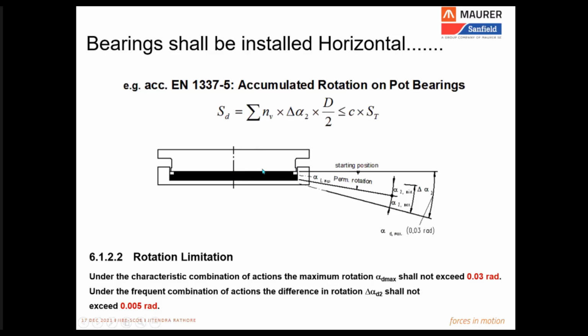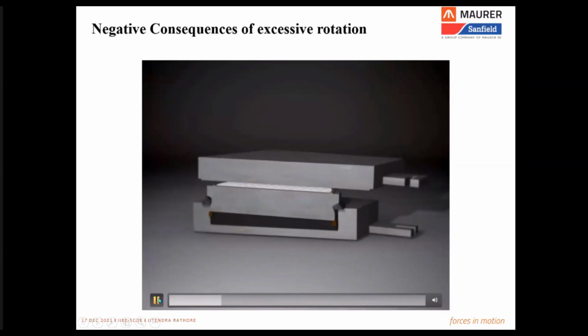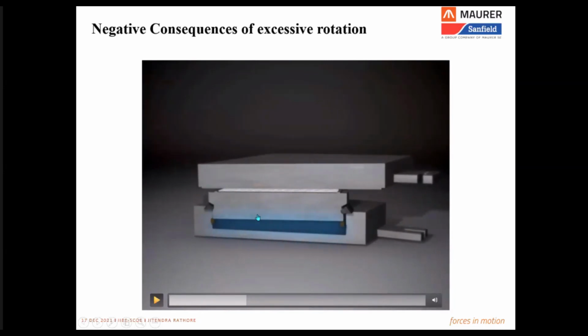If you don't install it horizontal and these parameters are already missed, then the bearing is going to suffer a premature failure or problem. Why? Because let us understand through this animation, when the bearing rotates, this is the example of a pot bearing, the elastomer gets compressed and on the other side it moves up. And with this compression of the elastomer, the sliding element also moves up and down.